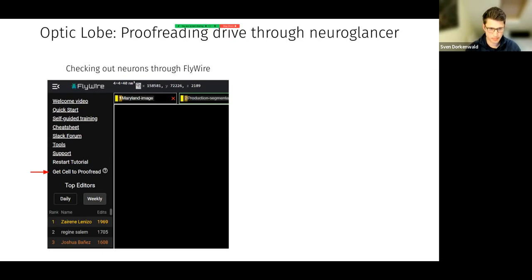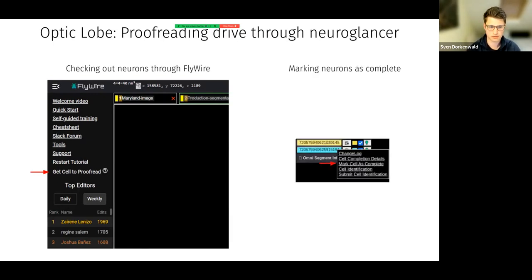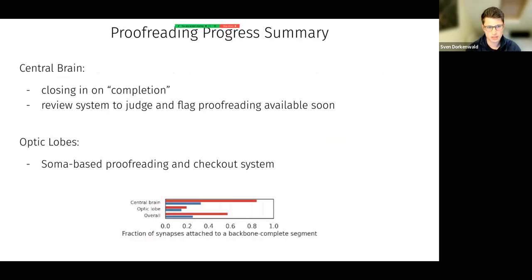And then finally, this was all about the central brain. The Optic Lobes are, of course, still out there as well. We have now added, and this will be released later today, a way to also proofread there and just check out cells. This will be basically neuron-centric proofreading all over again. We can just check out cells to proofread in the Optic Lobes and contribute to that in the long run. And this will be a combination again of proofreading cells from scratch and marking them as complete through the light bulb.